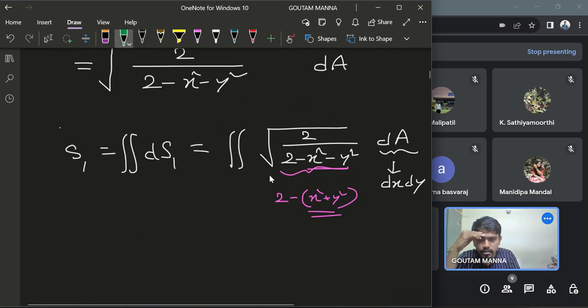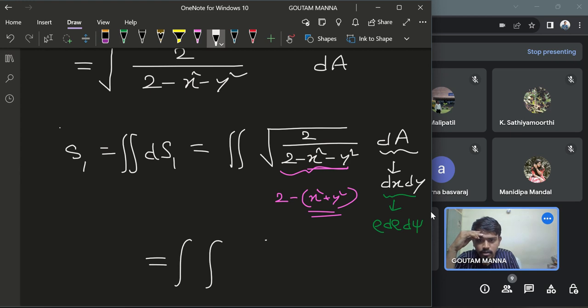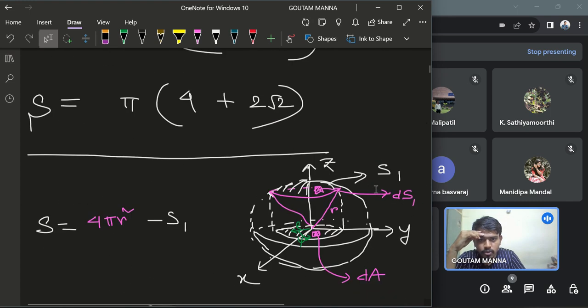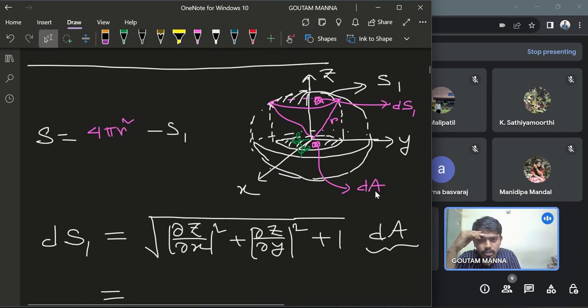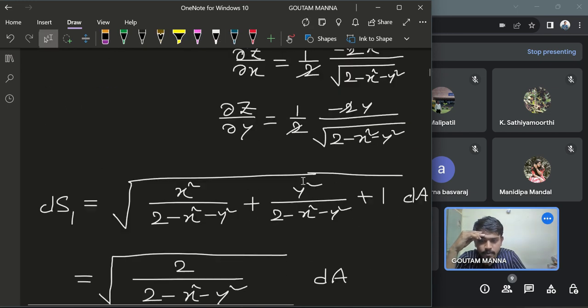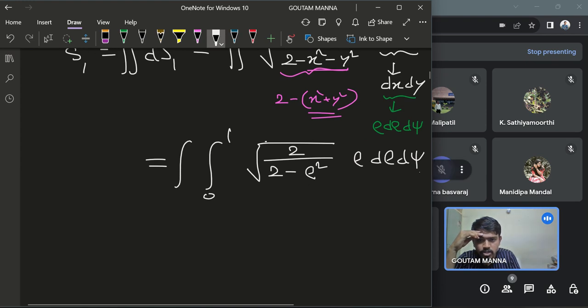In that coordinate, this dA will be, instead of dx dy, rho d rho d psi. So it will be the double integral of root under 2 by 2 minus rho square, rho d rho d psi. We want to calculate this region, so rho will be going from 0 to 1, since this is x square plus y square equals 1, up to this projection. And psi will be going from 0 to 2 pi.